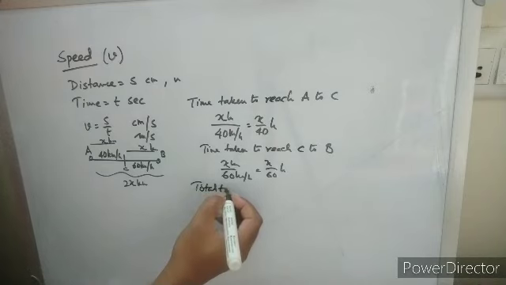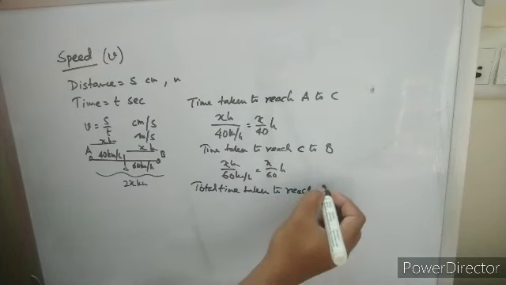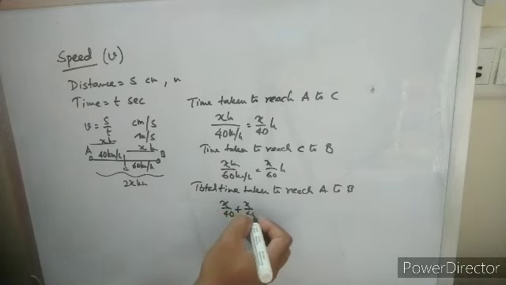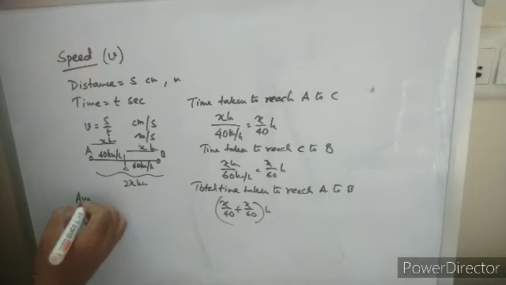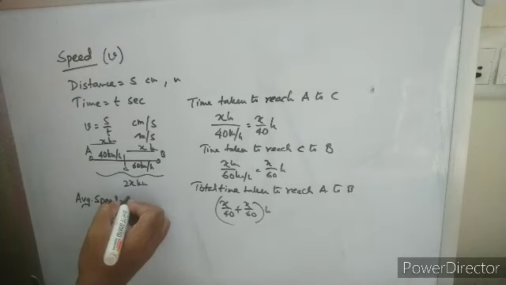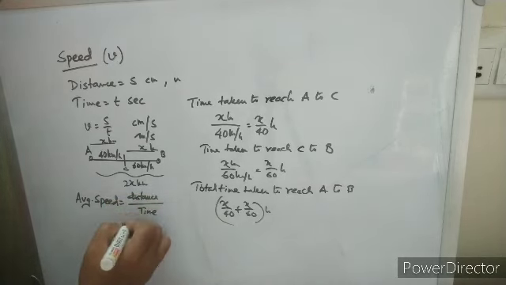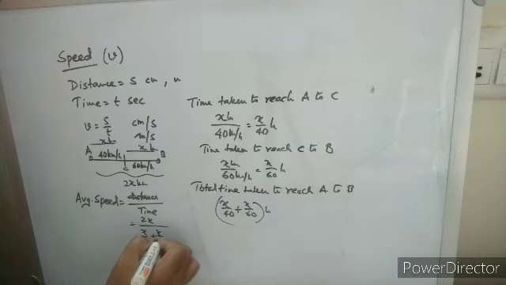Total time taken to reach A to B is x by 40 plus x by 60 hour. And what is the total distance? The total distance is 2x. So what is the average speed? Average speed equals distance divided by time. So the distance is 2x and the time is x by 40 plus x by 60.